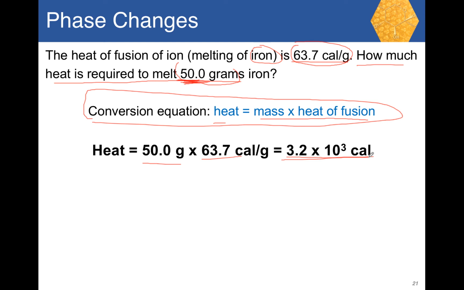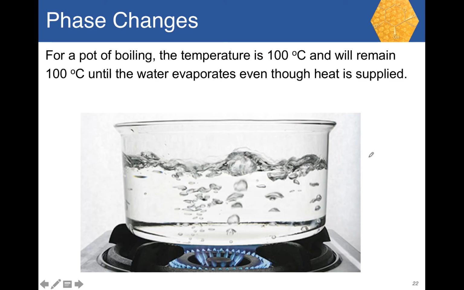Notice it's at the melting point of iron. Let's look at another phase transfer. This time it's boiling. So consider a pot of water boiling on the stove, as we can see here. The temperature is 100 degrees. We know that because water boils at 100 degrees. It will remain 100 degrees C until all the water evaporates.